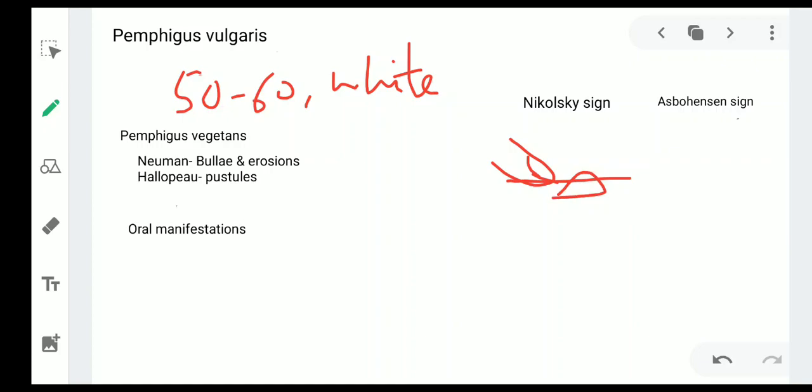Now what is the Asboe-Hansen sign? If you have a bulla or a vesicle here and you apply pressure on it, it will result in expanding or increasing the surface area of the vesicle or the bulla. This is the Asboe-Hansen sign. Both are positive in pemphigus vulgaris. Now pemphigus vegetans is an uncommon variant of pemphigus vulgaris which occurs in 1 to 2% of cases.